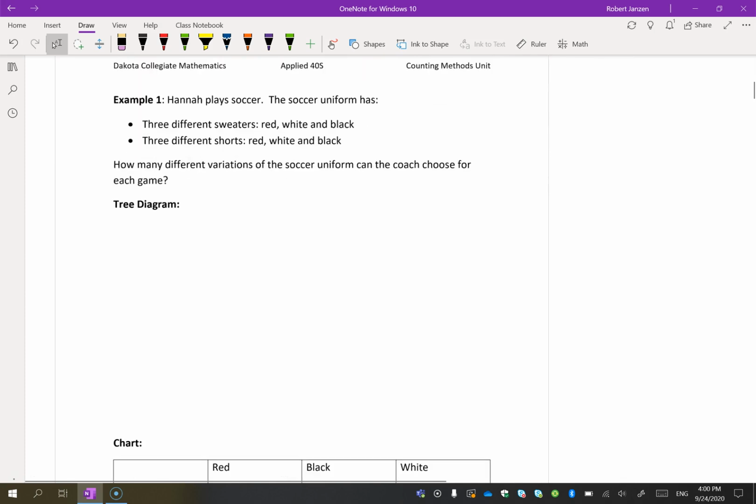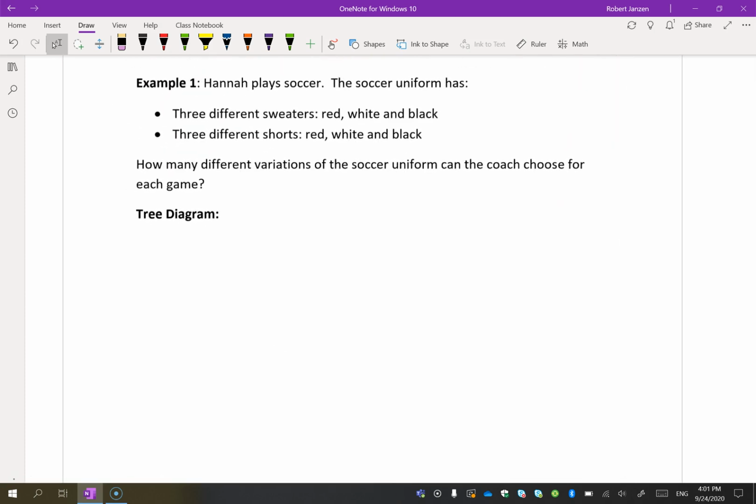Okay, so let's try a few more questions like that. So Hannah plays soccer. The soccer uniform has 3 different sweaters, red, white, and black, and 3 different shorts. How many different variations of uniform can the coach choose? Well, let's look at, I guess we'll call them the top and the bottom. What could Hannah wear for the top? She could have a red sweater, a white sweater, or a black sweater.